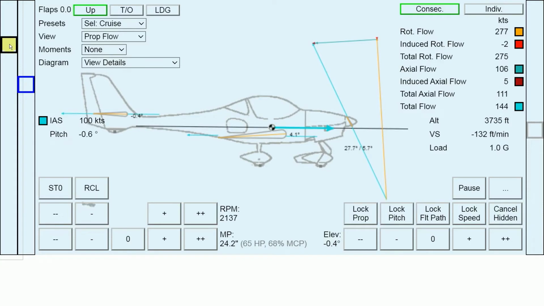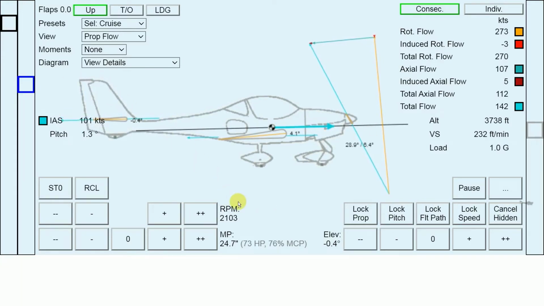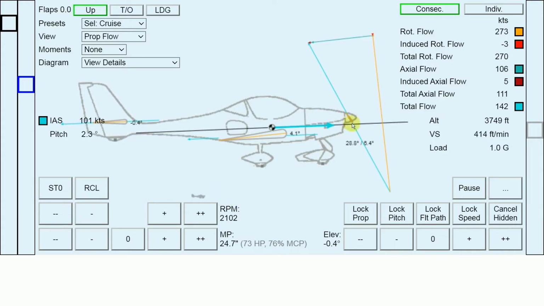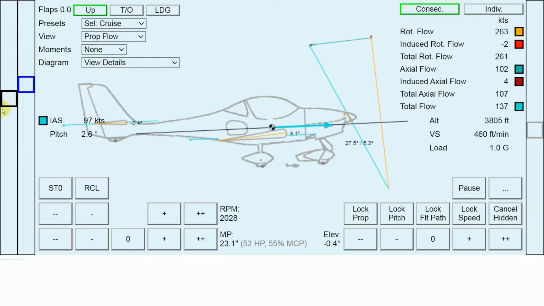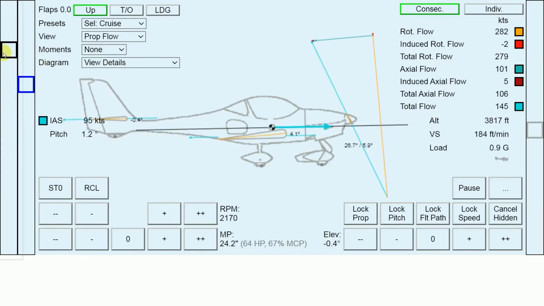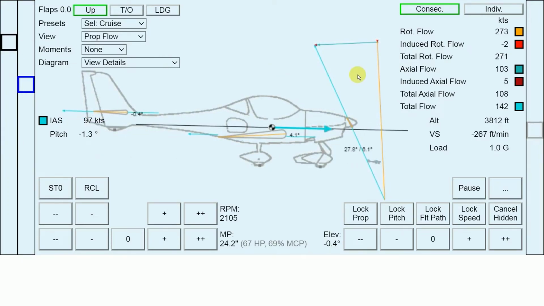Conversely, if we increase power, then the governor increases the blade angle to prevent the propeller from speeding up. So no matter if we reduce or add power, the governor adjusts the blade angle to maintain the set RPM.